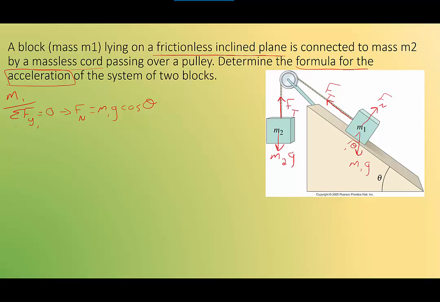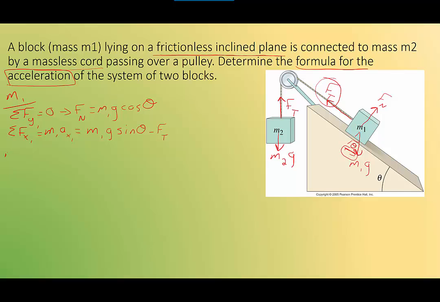The sum of the forces in the x direction, for box 1, is not equal to 0. It is equal to m1 times the acceleration in the x direction of 1. And so that, again, the x direction, we have tension force, and then we have the x component of weight. So it is m1g sine theta minus the force of tension.